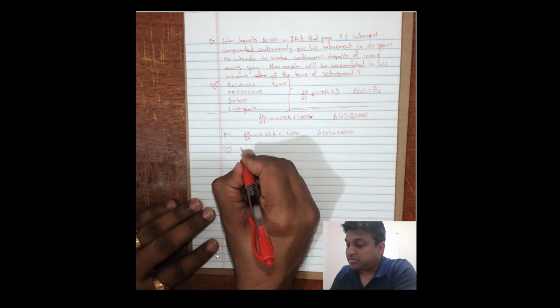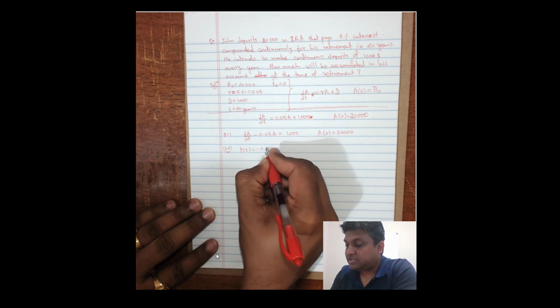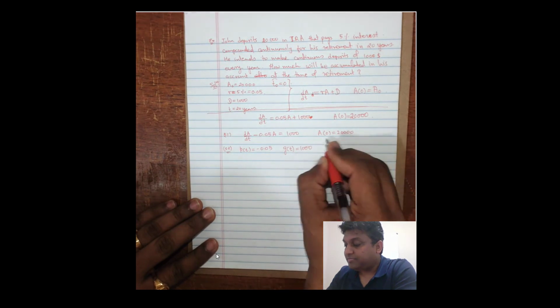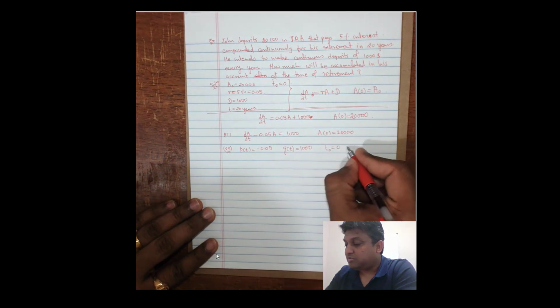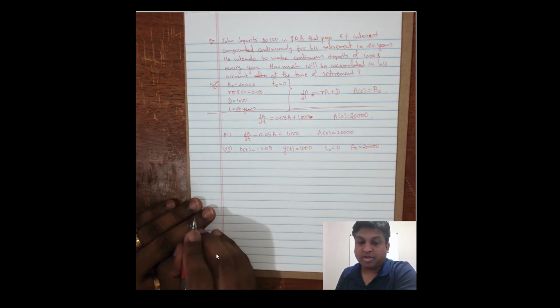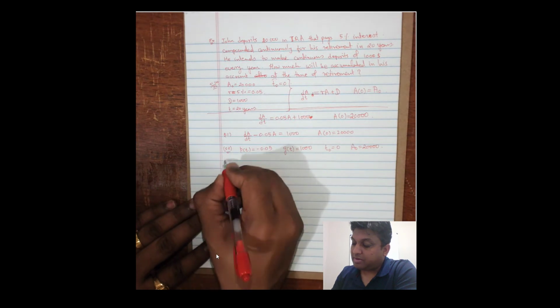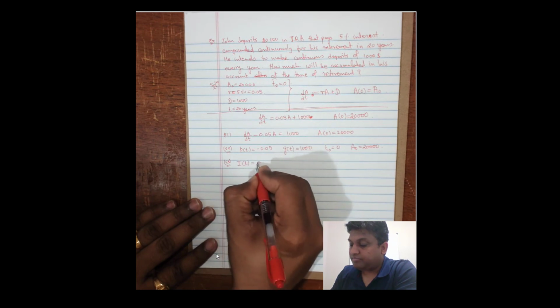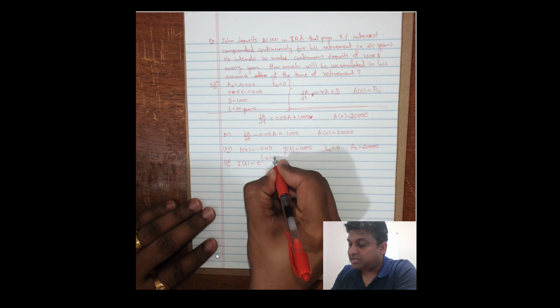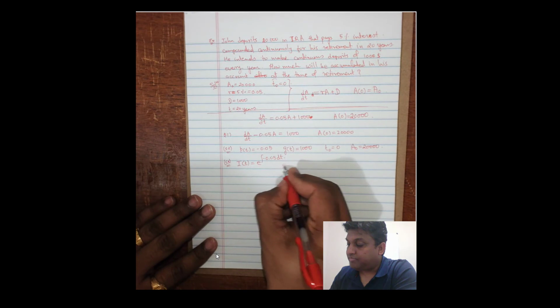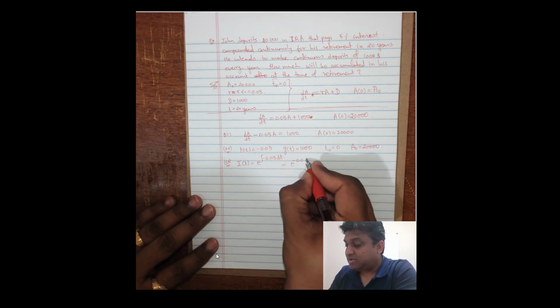The coefficient function p of t is negative 0.05, the right side function g of t is 1000, the initial time is 0, and the initial deposit is 20k. Okay, all right, so we have all the data collected here. Step 3, I need the integrating factor, the exponential of the integral of negative 0.05 with respect to t. Okay, I get e to the negative 0.05 t.